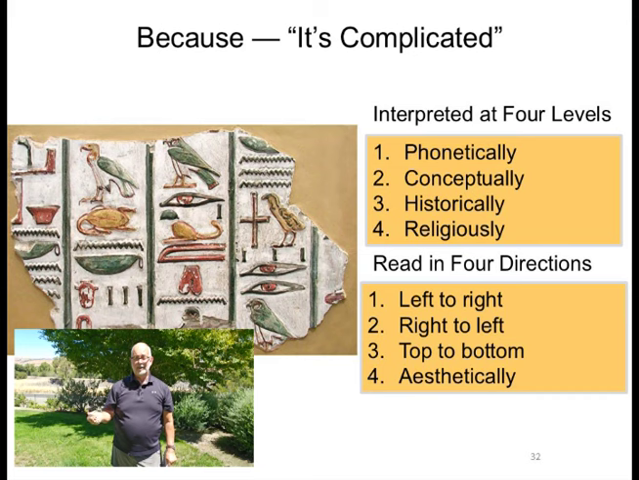It took him 23 years to figure out that there are 4 levels of interpretation to these hieroglyphics. They could be interpreted phonetically, conceptually, historically, or religiously. And they could be read in 4 different directions. We only read from left to right. You can read hieroglyphics left to right, right to left, top to bottom, and bottom to top. So pretty complex, right? And it took him 23 years to figure all that out.